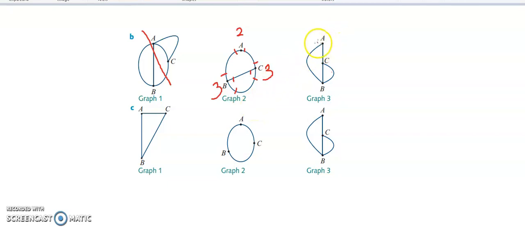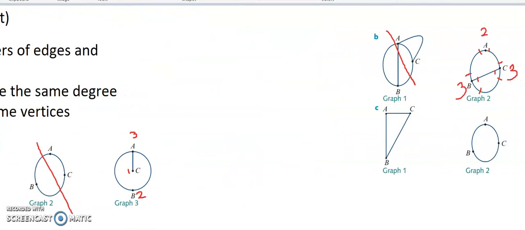Likewise, A has got 2, B has got 3 edges attached, and C has got 3. So it's the exact same. So graph 2 and graph 3 are isomorphic graphs.